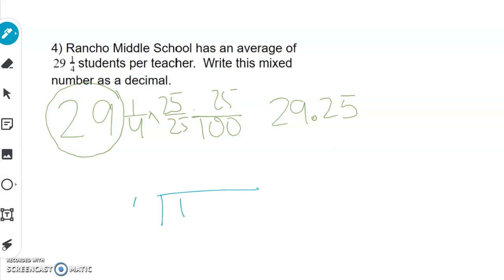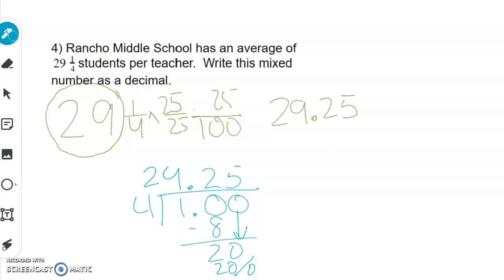Another way I could do this is by dividing. 1 would go in the division house, 4 would go on the outside. 4 doesn't go into 1, so I'd add a decimal and a 0. 4 goes into 10 2 times. 2 times 4 is 8. Subtract, I get a 2. Add a 0 to bring down. 4 goes into 20 5 times, and that is exact.